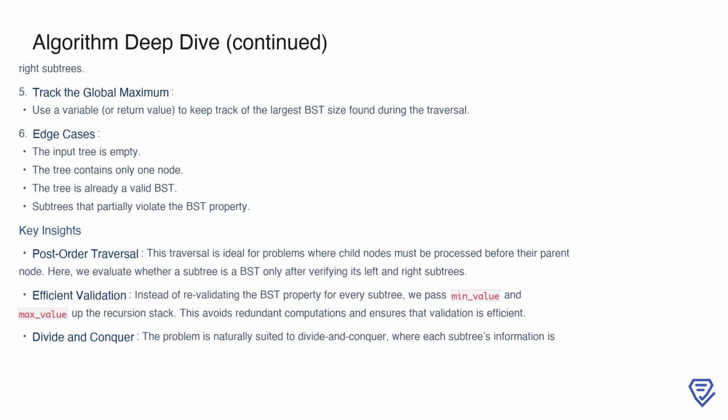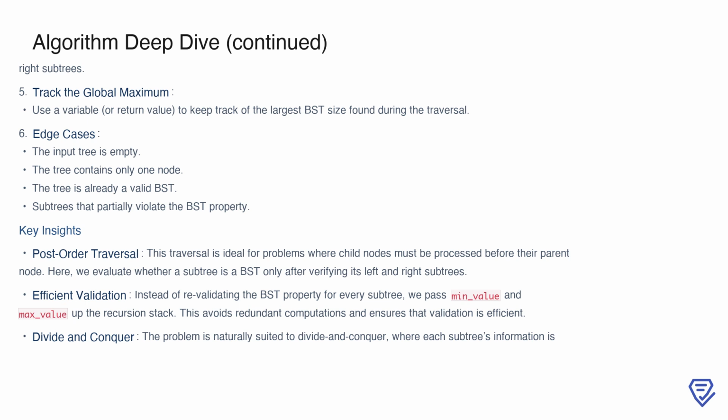This ensures that we can return the correct result after processing all nodes in the tree. When implementing the algorithm, we must consider several edge cases. For example, if the input tree is empty, the largest BST size is 0. If the tree contains only one node, it is inherently a BST of size 1. Similarly, if the entire tree satisfies the BST property, the global maximum size will equal the number of nodes in the tree. Cases where only certain subtrees violate the BST property are handled seamlessly by the algorithm's recursive structure.